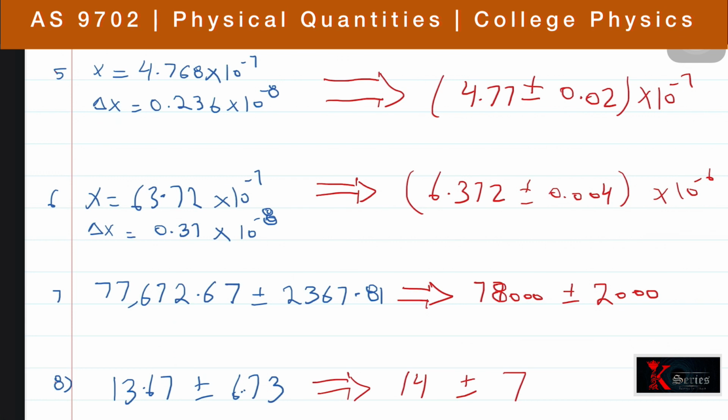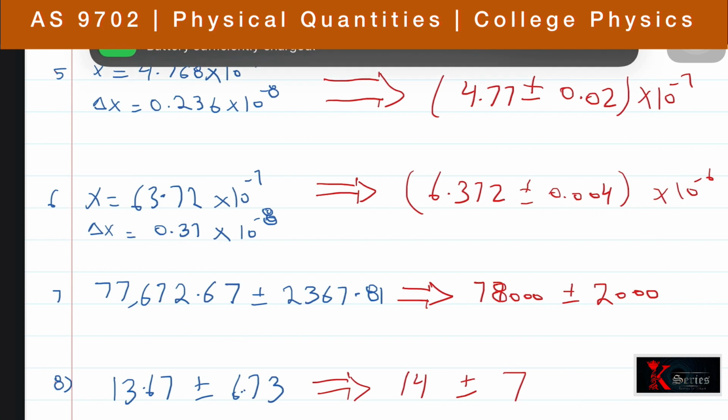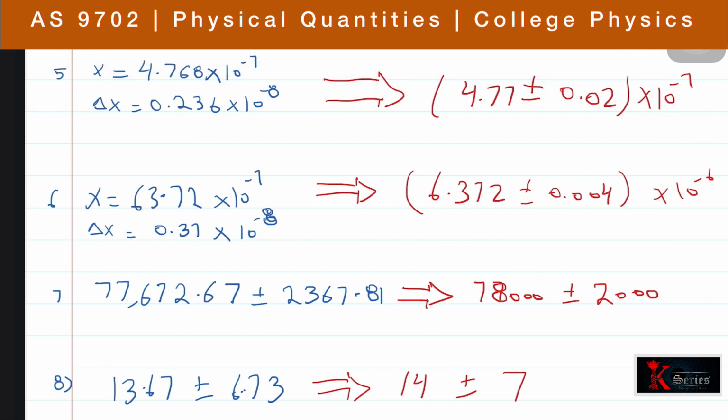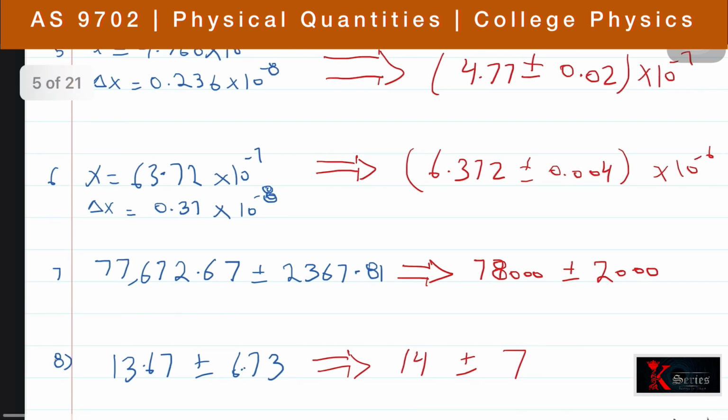And since we need to ensure that the absolute error and the true value are consistent in terms of decimal places, but in 2000 we know that there are no decimal places, we have to make sure that the value is rounded off to the same place value as the uncertainty. Since the uncertainty is written in terms of 1000, we are going to round off the true value to the same place value as the uncertainty, and so 77,627 is going to get rounded off to 78,000. So the answer is going to be 78,000 plus minus 2000.